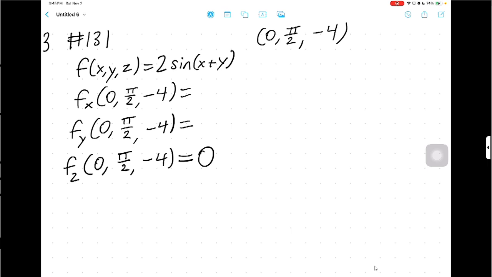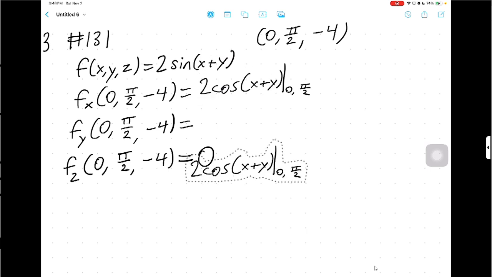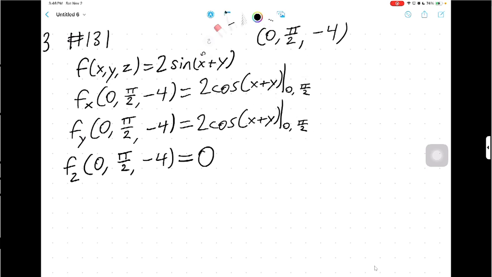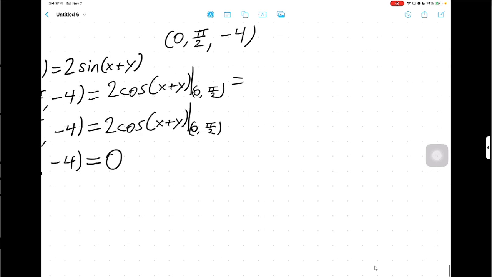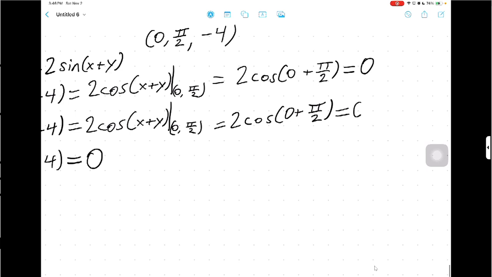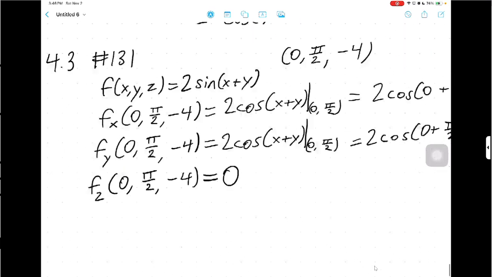And then for f sub x and f sub y, we're going to have 2 cosine of x plus y. And the same thing for this one because of the chain rule. Two cosine of 0 plus pi over 2. Cosine of pi over 2 is 0, so we just get 0 on both. So yep, that is most all. Oh wait, we still have 2 more problems.